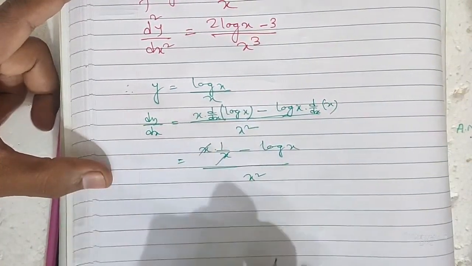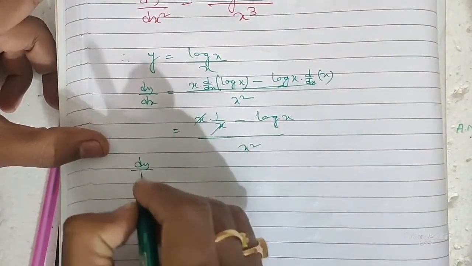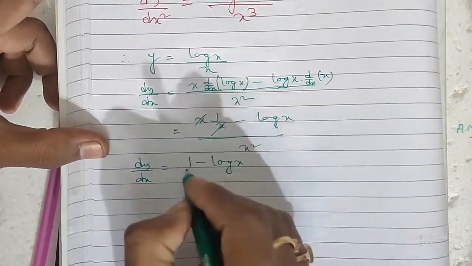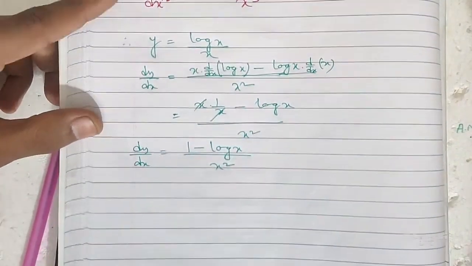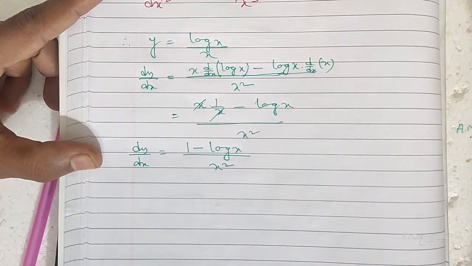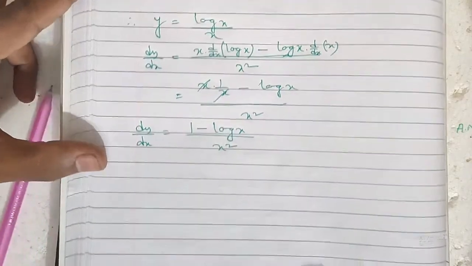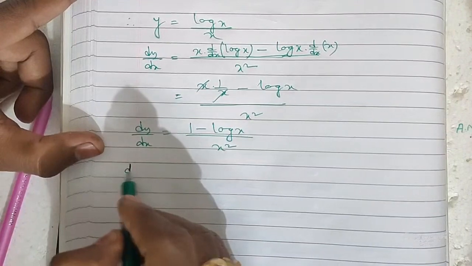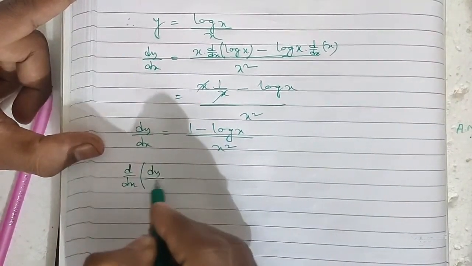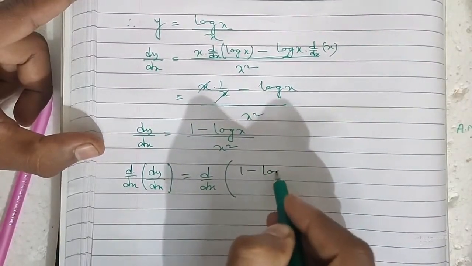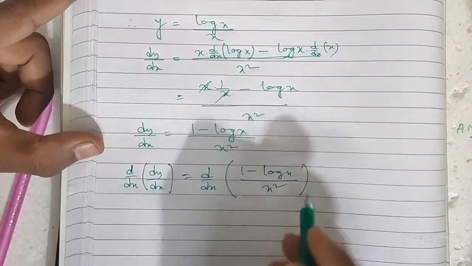So what we are getting? We are getting dy by dx is equals to 1 minus log x whole divided by x square. This is the value of dy by dx. Now what we have to find? We have to find d2y by dx2. So simply we will differentiate this function again with respect to x. Therefore ddx of dy by dx is equals to ddx of 1 minus log x whole divided by x square.